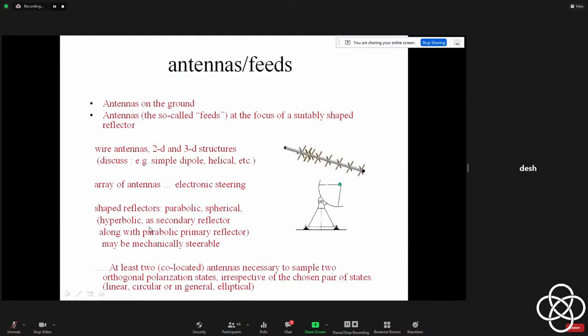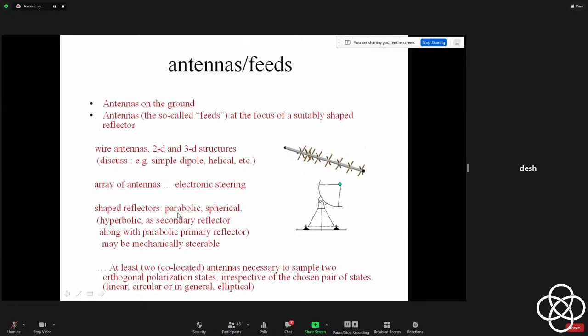So I will probably just mention a variety of structures, antennas on the ground. We can either just place them on the ground and look up, or we can put them at the focus of suitably shaped reflectors. You can have wire antennas, you can have 2D or 3D structures. The simplest of those are simple resonant dipoles, half-wave dipoles, or helical antennas. You can make arrays of antennas and get the signals from the different pieces of the array added in a certain way, and by appropriately arranging for the phase shifts before combining them, you can steer the directional response of this array in different directions.